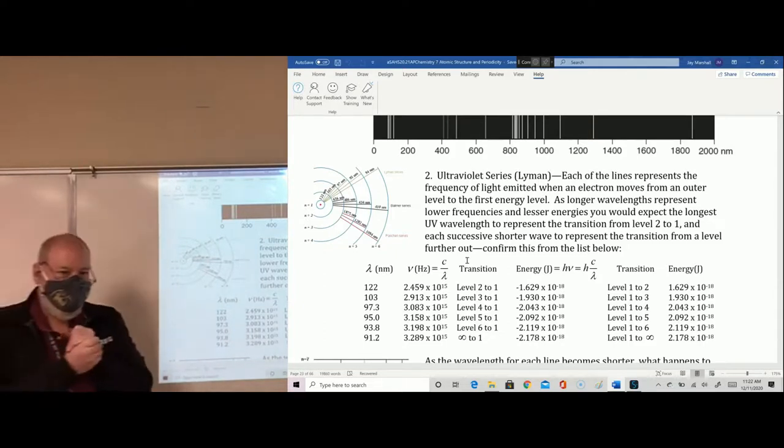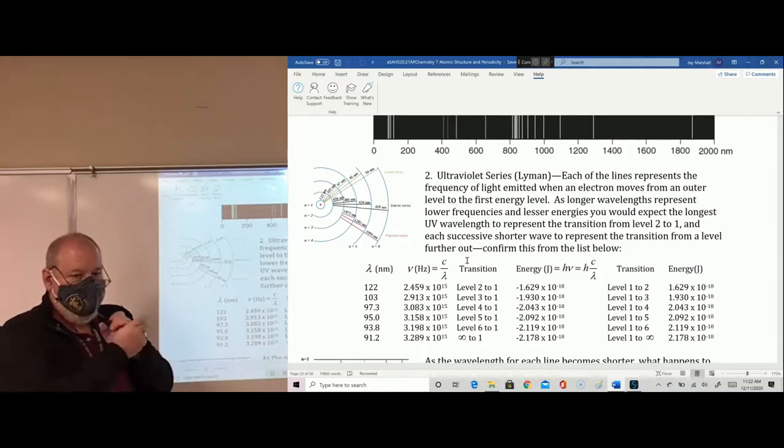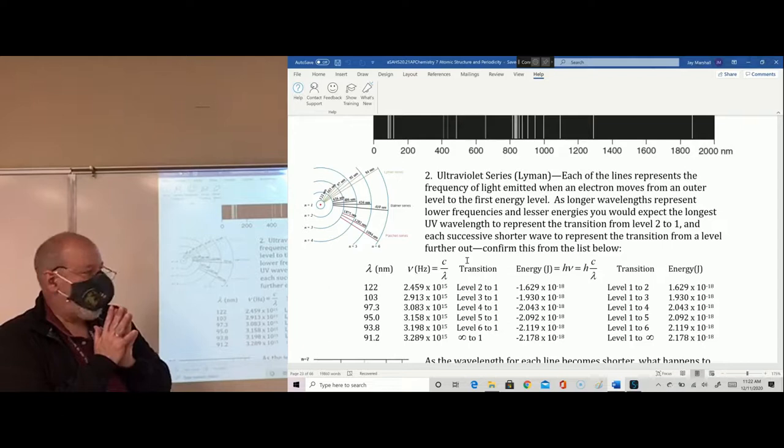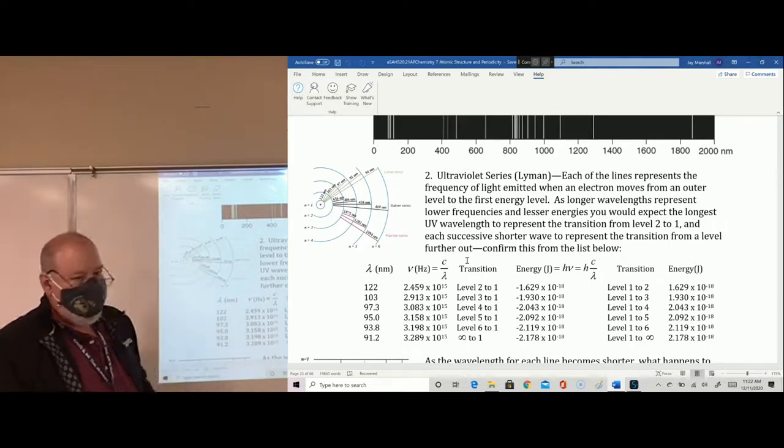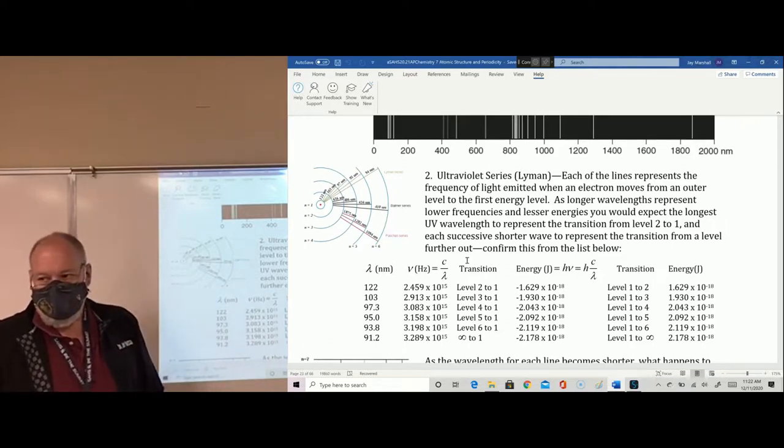Yeah. Is it because of the shorter distance? Okay, that's part of it, but what's the consequence of it being a shorter distance? It happens.